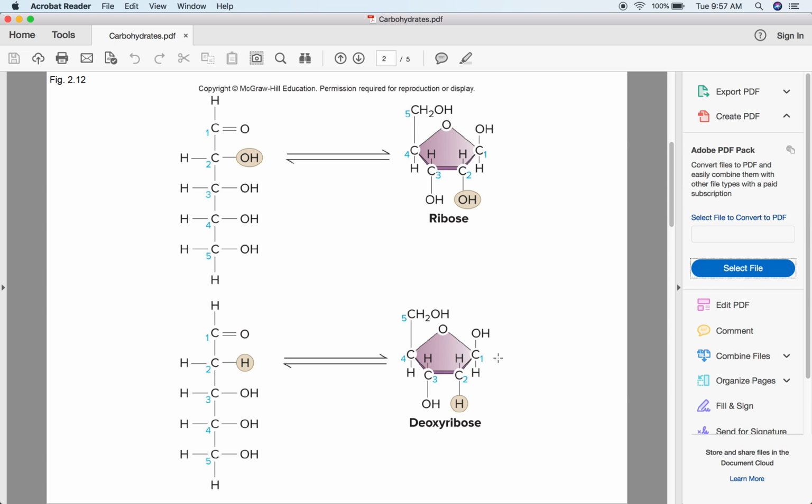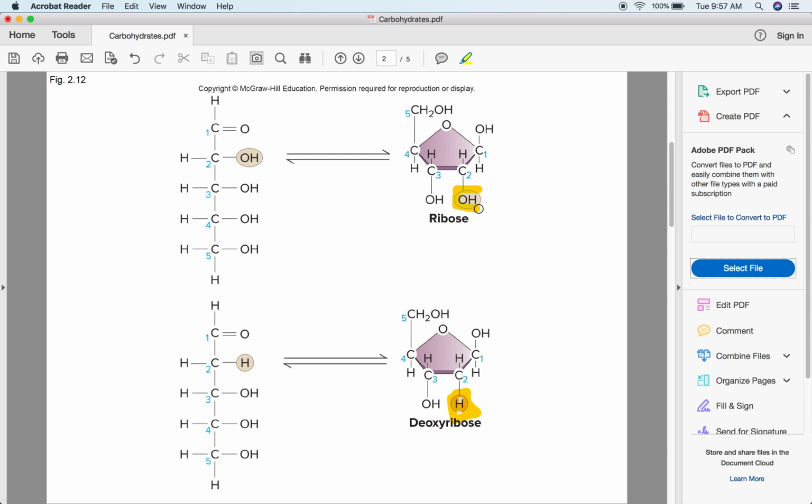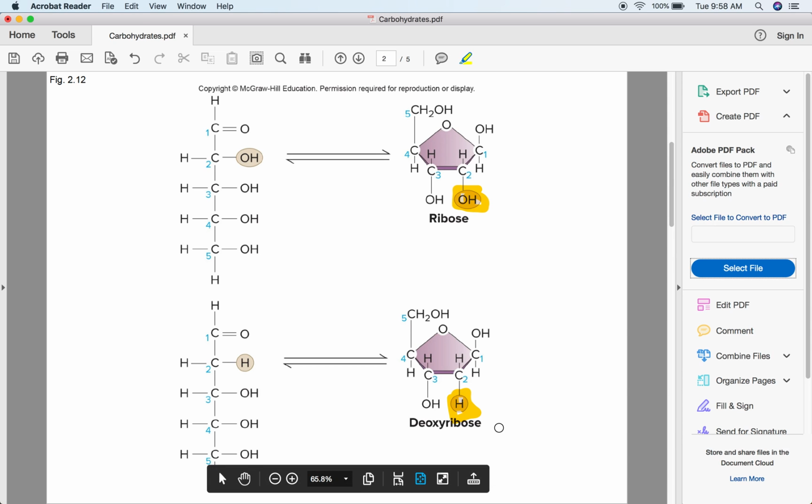Down here we have deoxyribose, and it's deoxyribose because it lacks an oxygen group right here. It just has a hydrogen. So you'll notice we have a hydroxyl group here in ribose and then deoxyribose. So RNA has ribose in it, and DNA, deoxyribonucleic acid, has deoxyribose. All right, so these are the most important 5-carbon sugars.